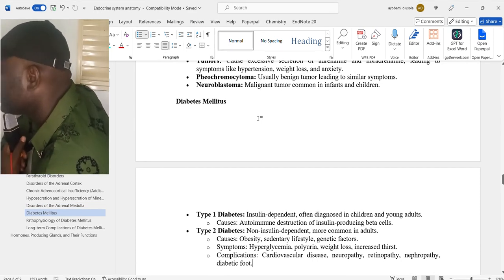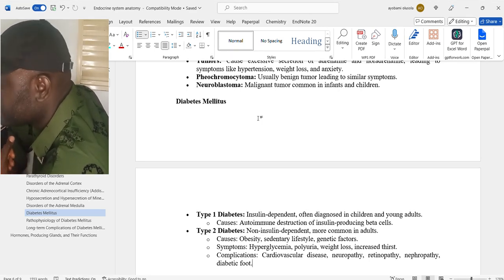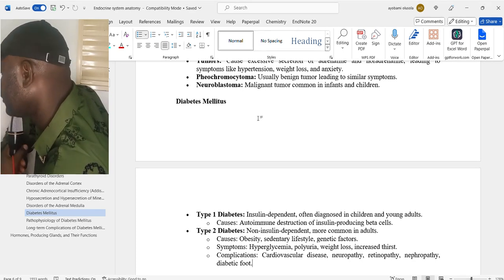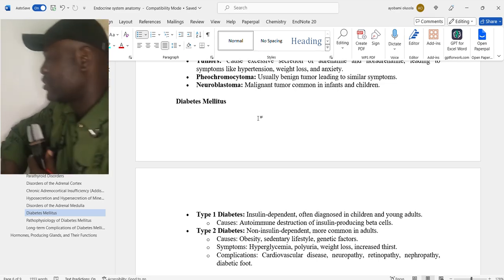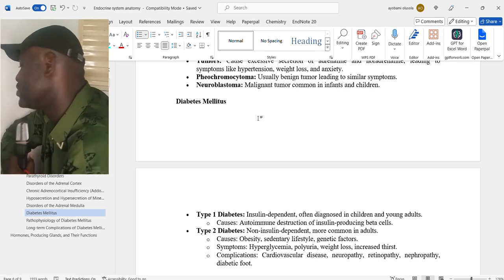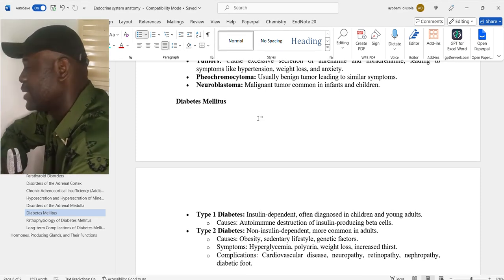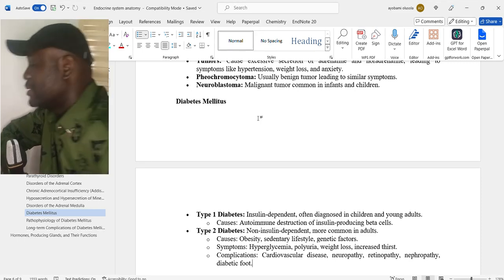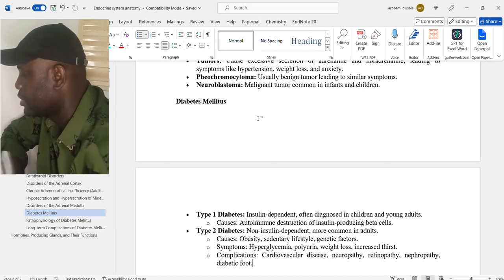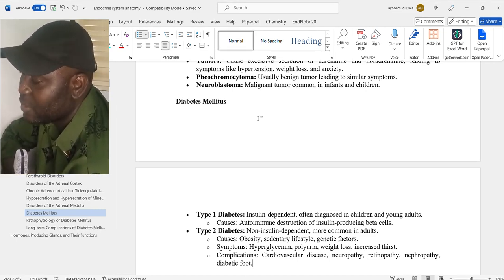We have diabetes mellitus type 1. It is also known as insulin dependent, and is often diagnosed in children and young adults. It's usually an autoimmune disease, caused by the autoimmune destruction of the insulin producing beta cells. So we have type 2 diabetes mellitus. This is non-insulin dependent at the early stage, and it's more common in adults. Okay, so diabetes mellitus has to do with the insulin hormone.